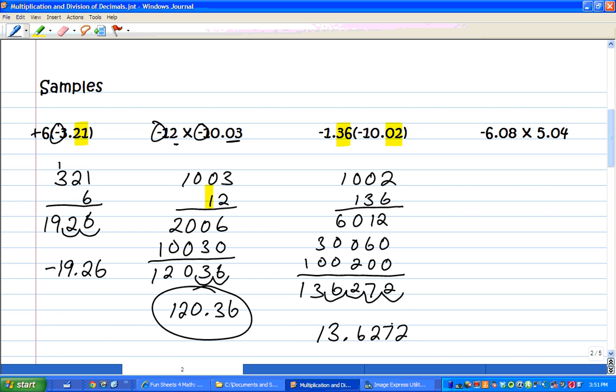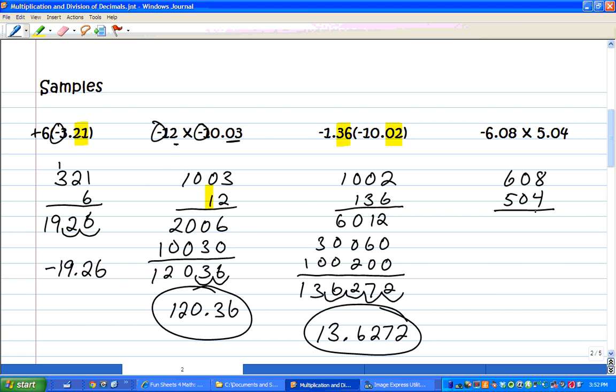Both of these are negative, so my answer is going to be positive because a negative times a negative is a positive. All right, moving on along, my friends. This one here, it doesn't matter which one you put on top because they both have the same number of digits. I'll write it out like this.